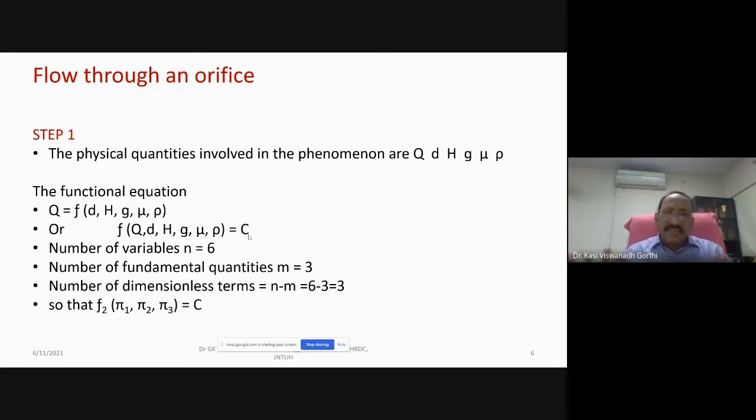Now identify how many variables are there in this phenomenon. That is what is called n. n is the number of variables used to describe the entire phenomenon. So the number of variables n is equal to Q, D, H, g, mu, rho: 1, 2, 3, 4, 5, 6. A total of 6 variables are there to describe this entire physical phenomenon. Then, how many fundamental quantities are required to describe this? To know that, we need to write the dimensional formula for all these variables. For example, mass density rho.